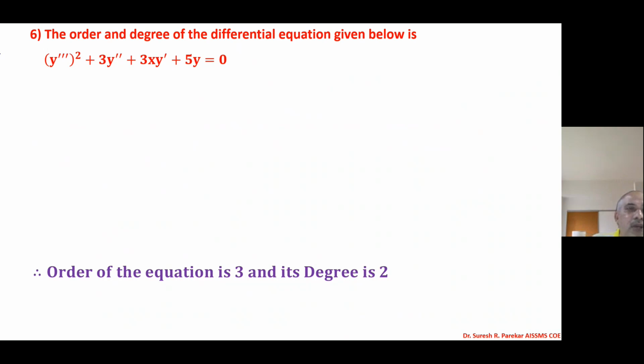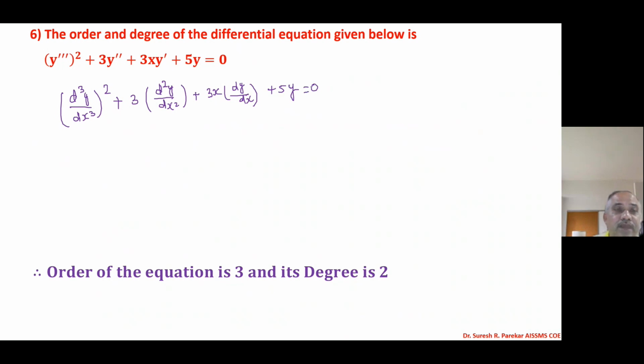Then this we can have. So triple dash, what does it mean? It means we have (d³y/dx³)² plus 3 times d²y/dx² plus 3x dy/dx plus 5y, and that is equal to 0.